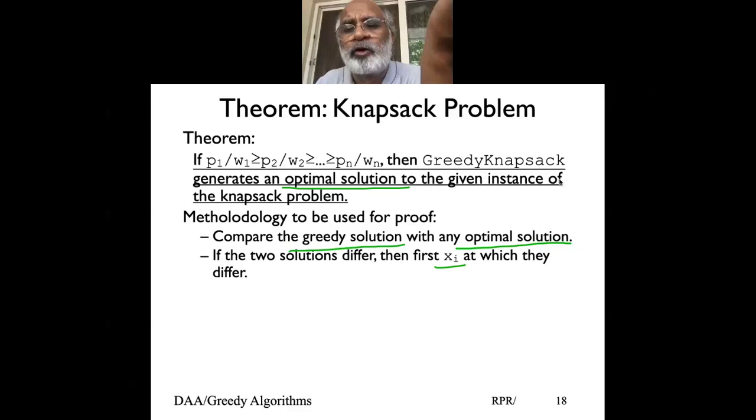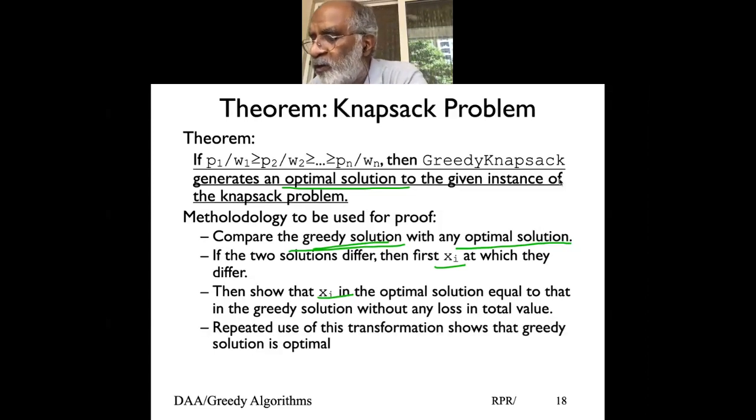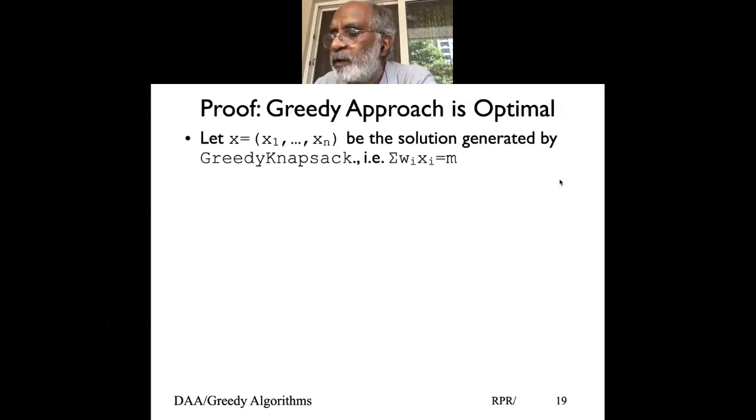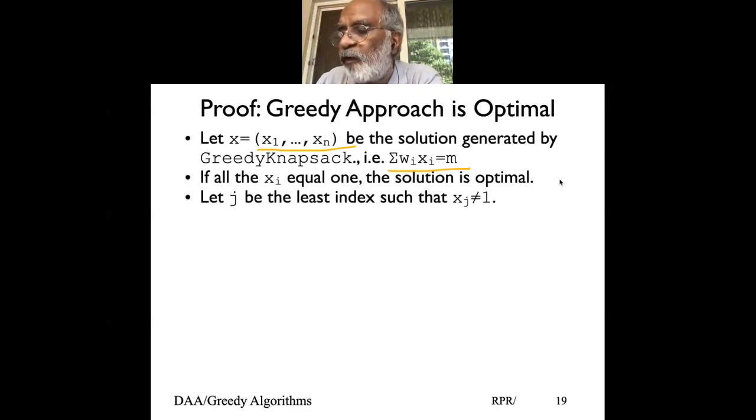i could be 1, i could be 2, i could be 3, where my greedy approach solution differs from the optimal solution. And we will see that in the optimal solution we can make that xi equal to that of the greedy solution without any loss of value, and this is how we prove it. So let's look at the following. This is a solution generated by my greedy approach with the total weight sigma wixi equal to m, because for fractional knapsack the weight can be equal to m, since for my last item I take a fraction, so I can always generate the full weight. And let's say there's an optimal solution available. If all xi are equal to 1, the solution is optimal, because this is a trivial case.